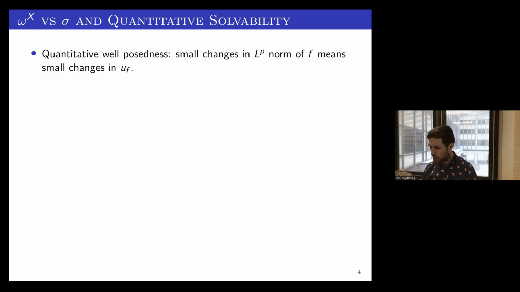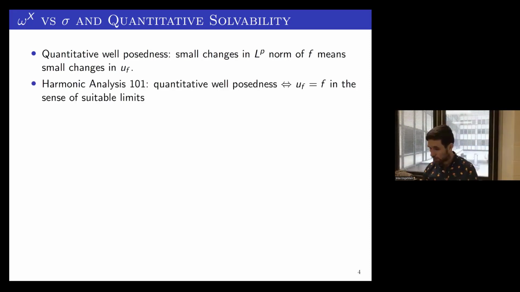We want quantitative well-posedness, right? We want that small changes in the L^p norm of f mean small changes in u of f. And by linearity and the maximum principle, if p is infinity, or if f is a continuous function, really, this is true. But if p is between 1 and infinity, it requires some work on our part, right? And it's harmonic analysis 101 that you get quantitative well-posedness exactly when you have that u of f is equal to f in the sense of some suitable limit.